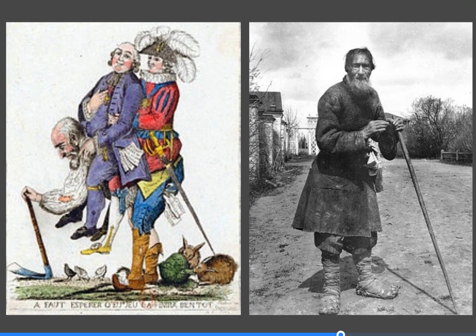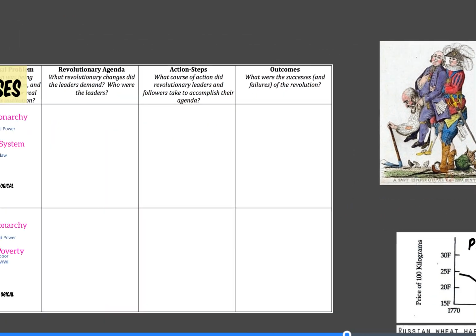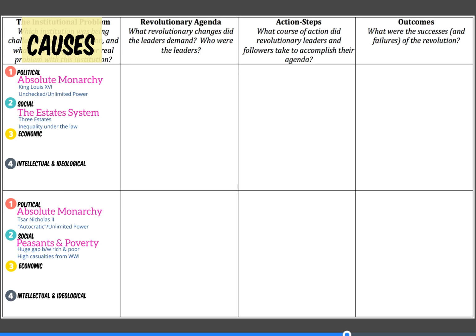So here's an image that you might remember from the French Revolution of the three estates, the depiction of the member of the third estate suffering under the weight of the first and second estate. And here's an image of a Russian peasant from around the time of World War I. And you get a sense of the poverty that they're living in. Very shabby clothing, not very well clothed or well housed. And there were big health problems among the Russian peasants as well. So similar social issues.